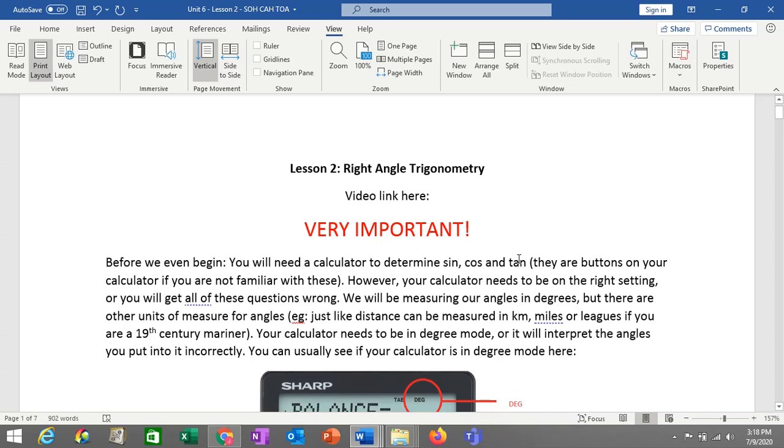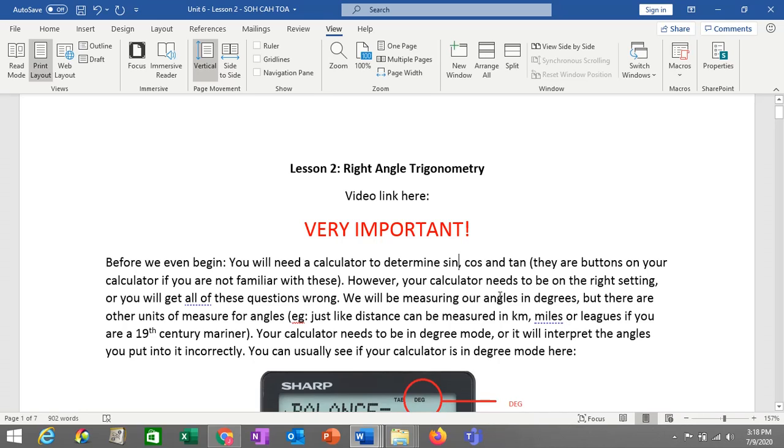The problem is that with angles, there's more than one way to measure an angle. You can think of this like measuring distance, right? You can measure distance in kilometers, in miles, or in leagues if you're a 19th century mariner or something. But if you don't convert properly, you're going to get the wrong answer when you put in miles when you're supposed to put in kilometers.